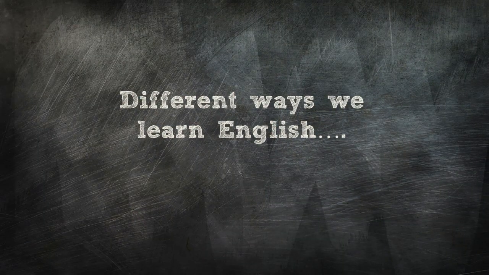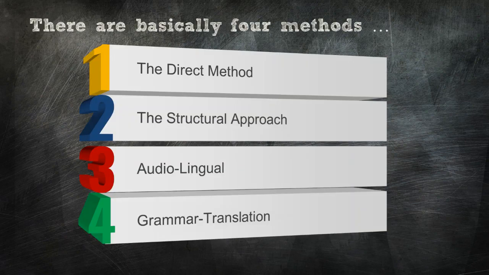So here are some different ways we learn English. Basically, there are 4 ways that are most popular and most well known, and these are the direct method, the structural approach, audiolingual, and grammar translation. Let me give you some details on all 4 methods.